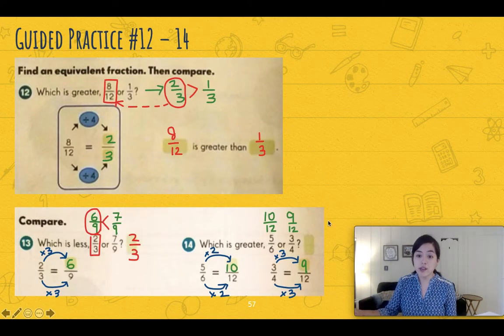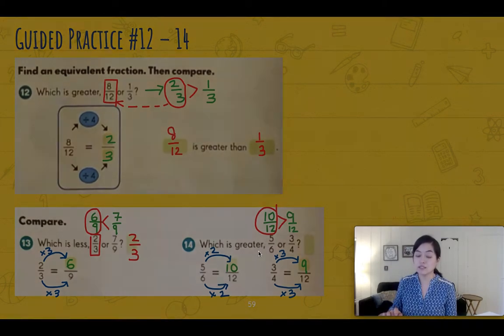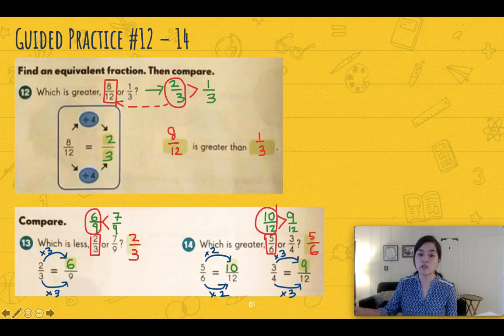Oh, sweet. So now I have a pair of like fractions because the denominator is the same. And with like fractions, all I need to do is look at the numerators to see which fraction is bigger. So let's see, which is greater, 10/12 or 9/12? Well, 10 is greater than 9, so 10/12 is greater than 9/12. But remember, my original fraction is not 10/12, it's 5/6. So that's my answer. I have to use my original fraction in my answer, which is 5/6.